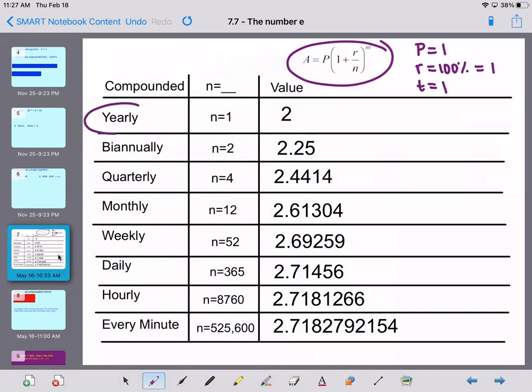So if he compounded 1 time, then he earned 100% interest. He had $2 at the end of a year. If he compounded biannually, he had $2.25.